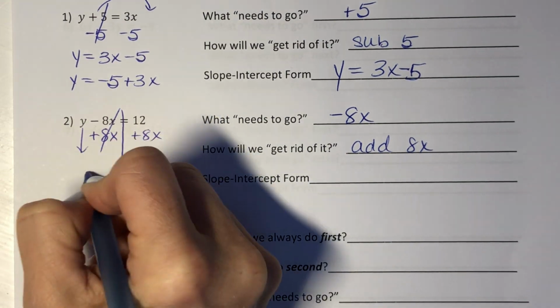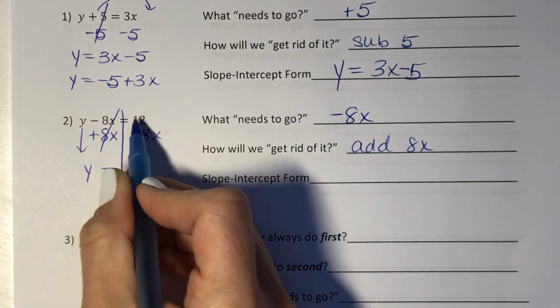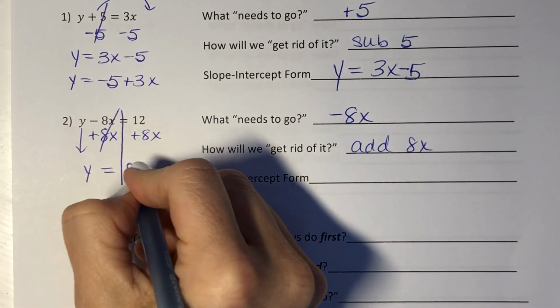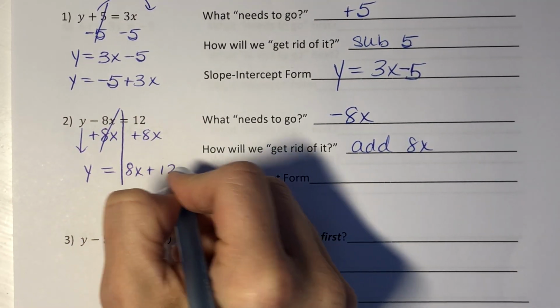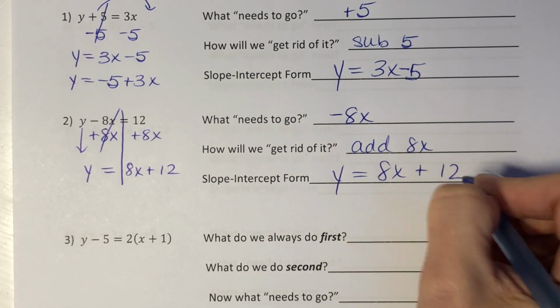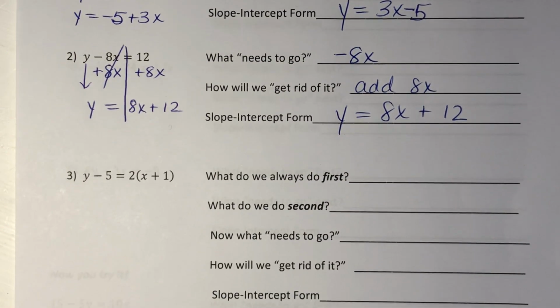That's going to bring down your y and leave you with a y equals, and then you have a decision to make. Are you going to put 12 plus 8x, or do you like it to have the x term first and go from there? So our slope-intercept form here is y equals 8x plus 12. This is a review, okay?